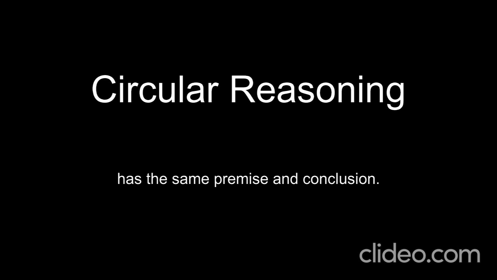Circular argument can essentially be explained as if A, then B, if B, then A. Circular reasoning is often used as a motto, just as you'll see in the following example.